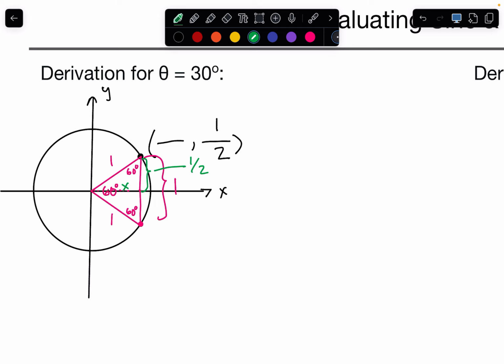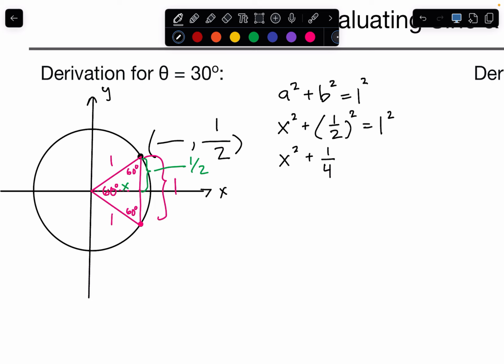Louder. Pythagorean theorem. A squared plus b squared is c squared. Like I told you, you're going to get so sick of that, you will be able to do it in your sleep. So my legs are x and 1/2. I know the hypotenuse is 1 squared. We're going to simplify. X squared plus, and I know 1/2 times 1/2 is 1/4. And 1 squared is 1.